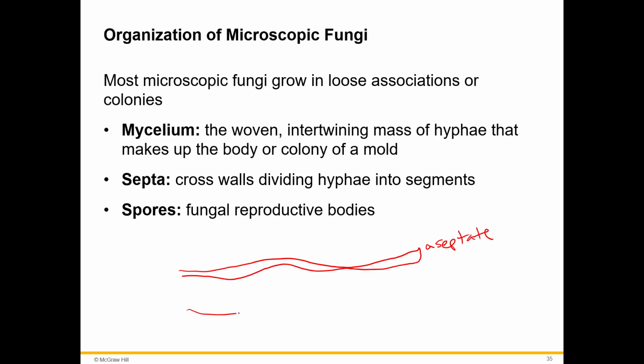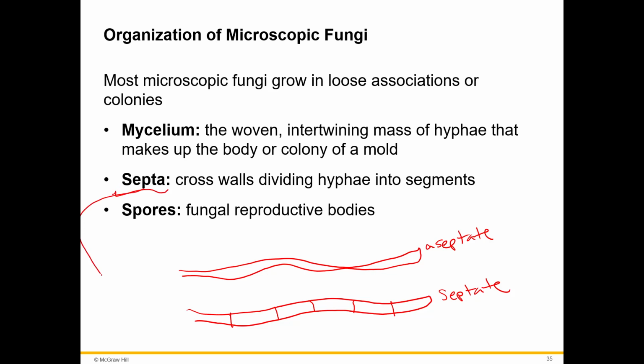Sometimes the hyphae branches out and then it has dividing walls in here and they form individualized cells in here, and that would be septate. So septa are talking about all of these little walls that you would find in the hyphae. And hyphae, again, these are the strands of fuzz that you see growing on the surface of the fungi.